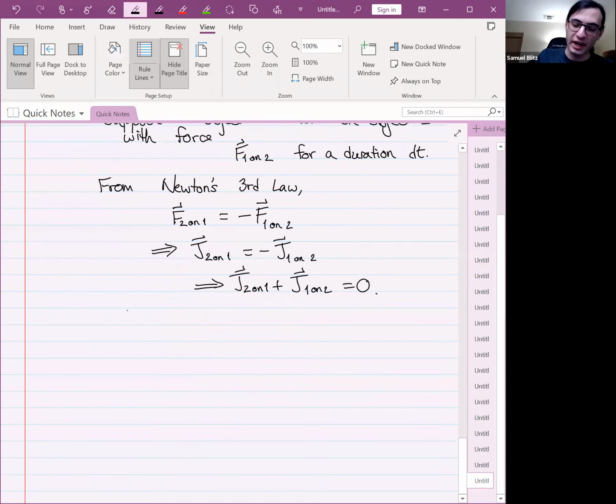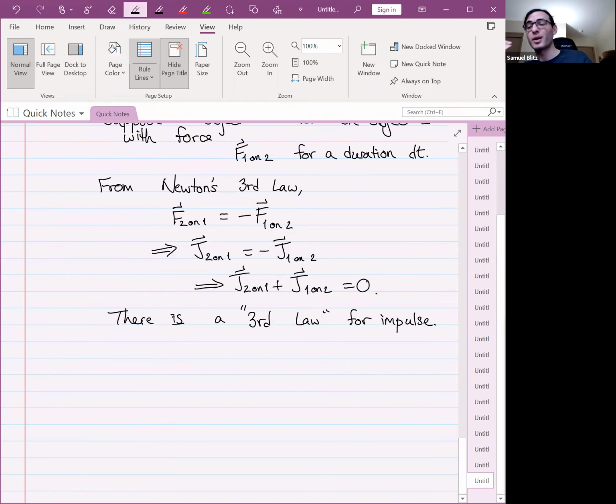So this is just to say there is a third law for impulse, i.e., if one object does 5 units of impulse in the positive x direction to a second object, the second object, by Newton's third law, does 5 units of impulse to the left on the first object. And let me just write this in words. All internal impulses cancel out.